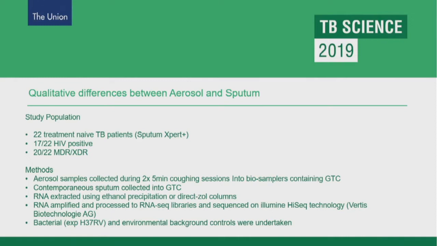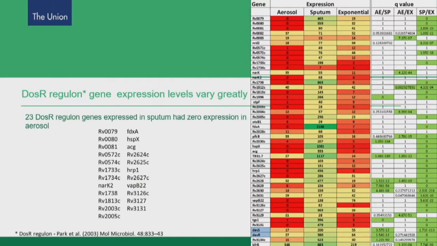We collected aerosol samples in 2 5-minute coughing sessions into this GTC, and collected sputum at the same time. We then used RNA sequencing to look at the transcriptome, compared with exponential H37Rv. Basically, we found a very distinct difference between the aerosol and sputum transcriptome, and this can be highlighted here using the DosR regulon.